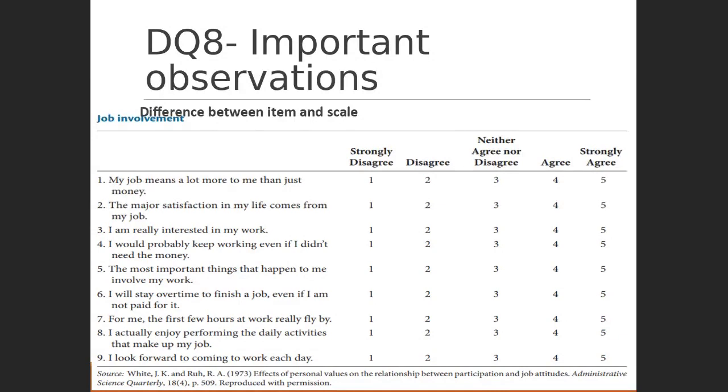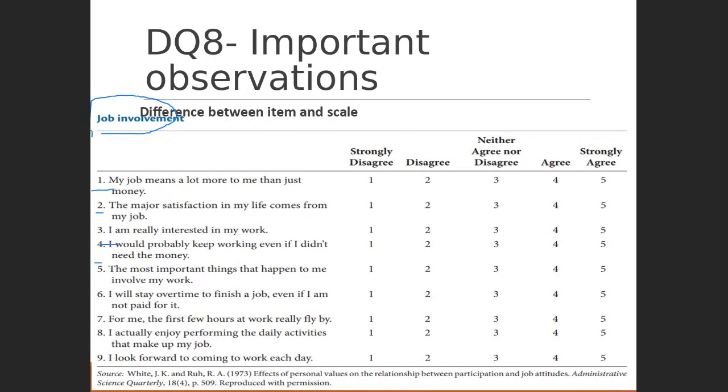Items are the questions that are asked to conceptualize a particular variable. Scale is the parameter where those questions or items are measured. So consider the example in the slide. We are measuring here job involvement. Okay, so job involvement has 9 questions. So there are 9 questions to measure job involvement.